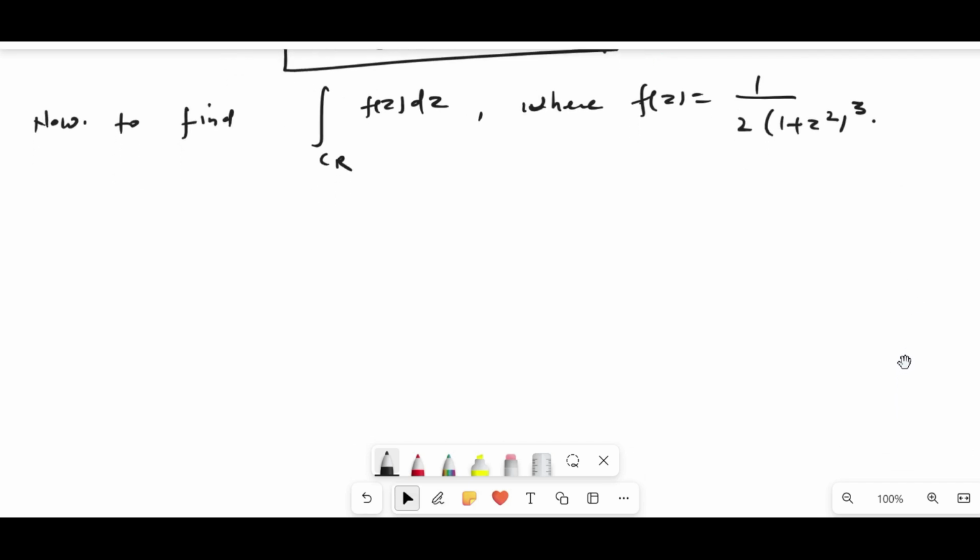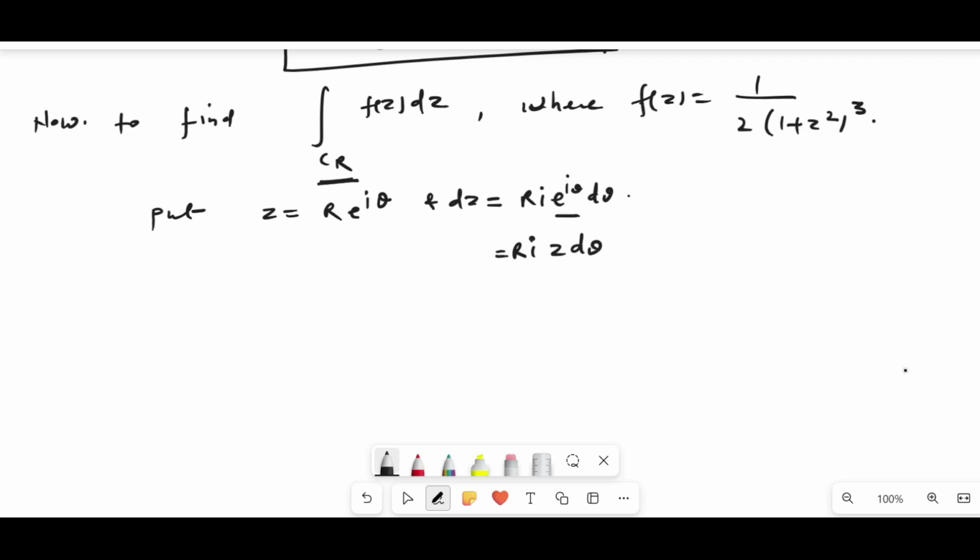So now first of all, over the circle having radius r, we will put the substitution. We need to put z is equal to r e to the power of i theta, and the value of dz is r i e to the power of i theta d theta, and this value is equal to i z d theta.